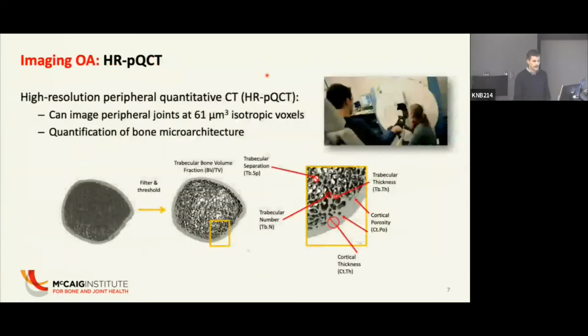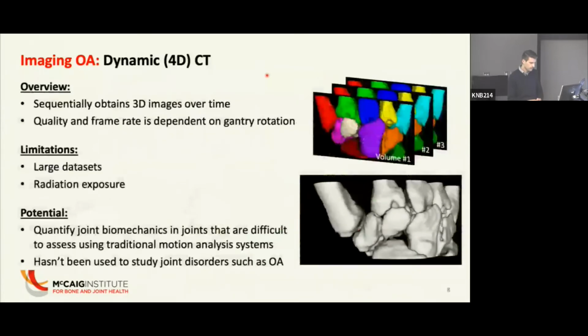Looking at some more advanced imaging beyond just regular clinical CT, we have access to a high-resolution peripheral quantitative CT scanner over at the Mojo in the Foothills Hospital, where we can actually look at some of the bone microarchitecture, primarily the trabecular and cortical bone microarchitecture, and look at some of the microstructure of the joint rather than looking at things like statistical shape modeling and overall bone shape.